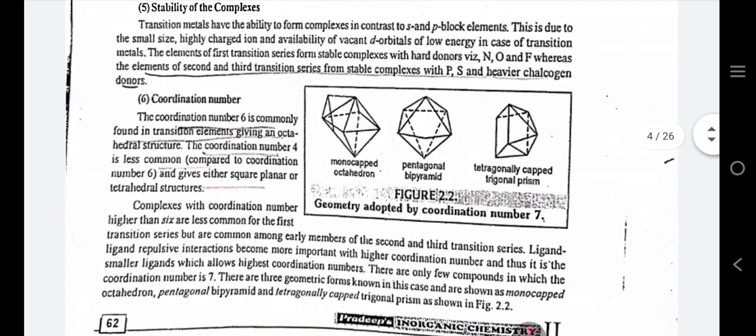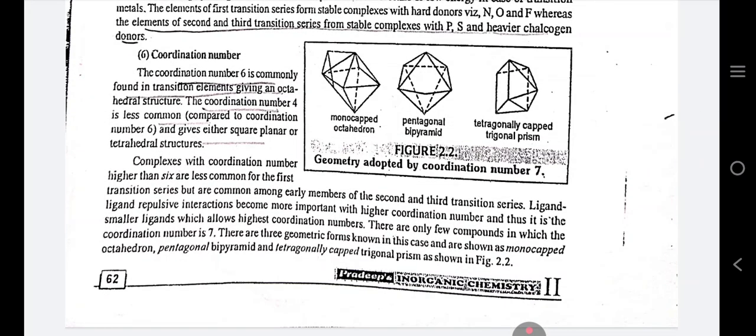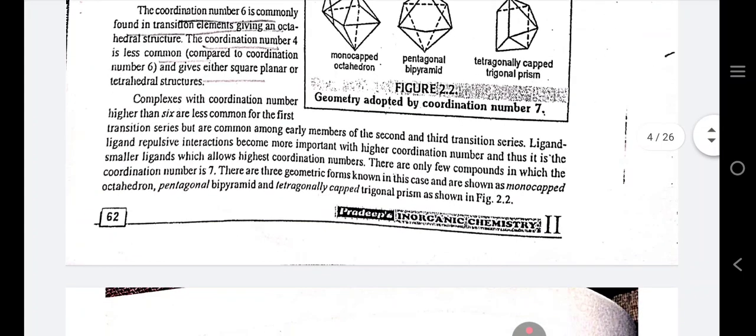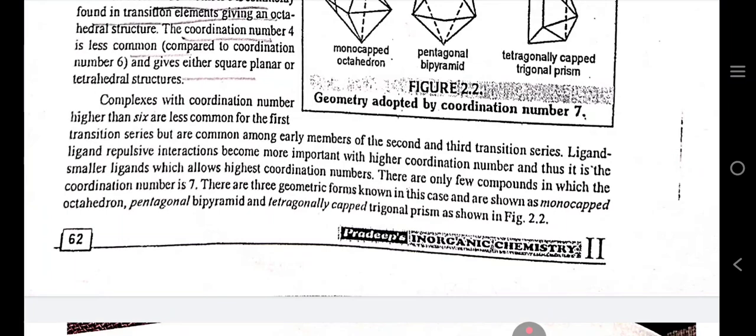donors. Coordination number. The coordination number is commonly 6, found in transition elements, giving an octahedral structure. The coordination number 4 is less common compared to coordination number 6 and gives either square planar or tetrahedral structures. Complexes with coordination number higher than 6 are less common for the first transition series but are common among early members of the second and third transition series.